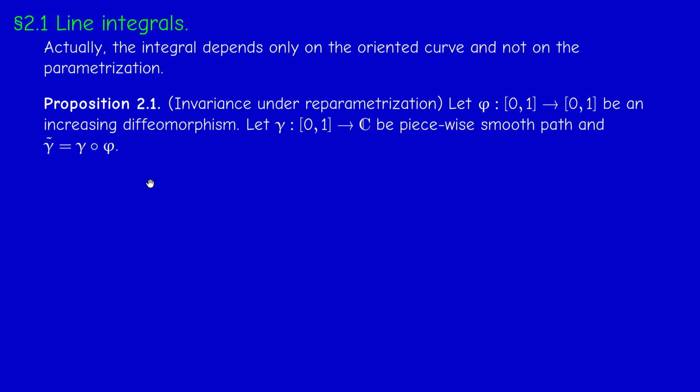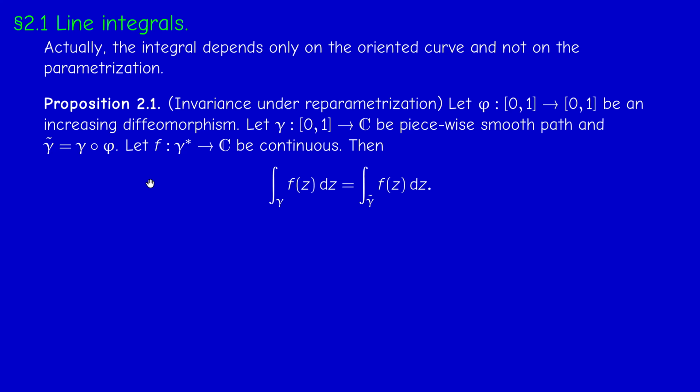Okay, so what do we have here actually? If we have a continuous function, the integral of f along gamma is the same as the integral of f along gamma tilde. Note that gamma and gamma tilde are both parameterizations of the same path, of the same oriented curve, if you like. Why is this so? This is just a consequence of the definition and the change of variables formula for Riemann integrals.